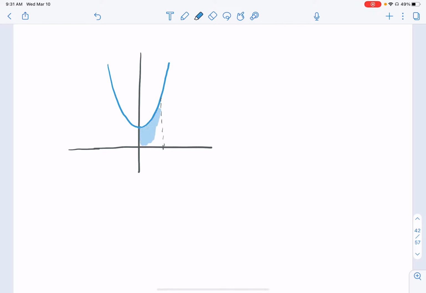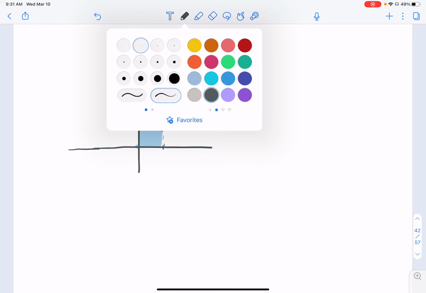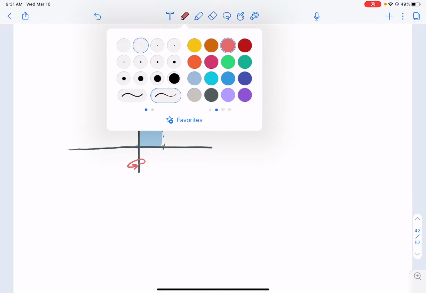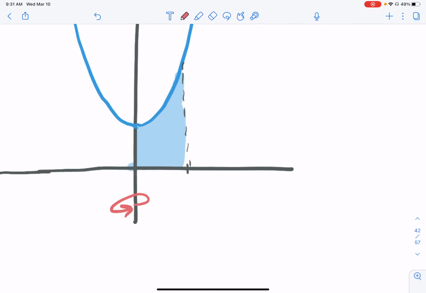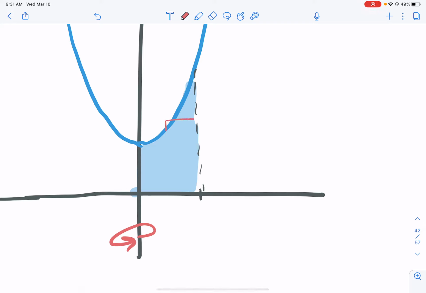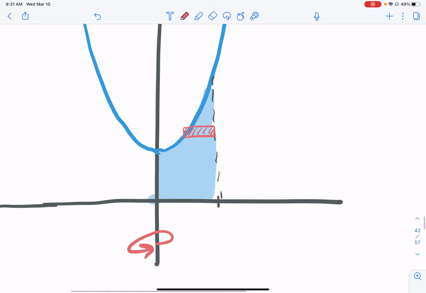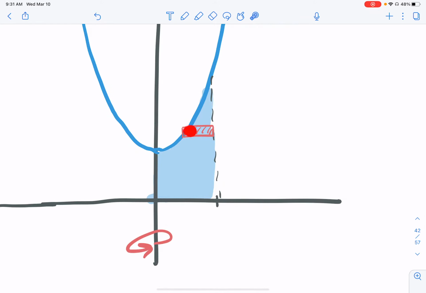And we're going to revolve that around the y-axis, and there's going to be a slight complication here. So let's say, for example, that I sketch in my little representative rectangle, right here. Since we are revolving this around the y-axis, our rectangle is perpendicular to the y-axis, and I'm going to integrate with respect to a change in y. So imagine this rectangle here.